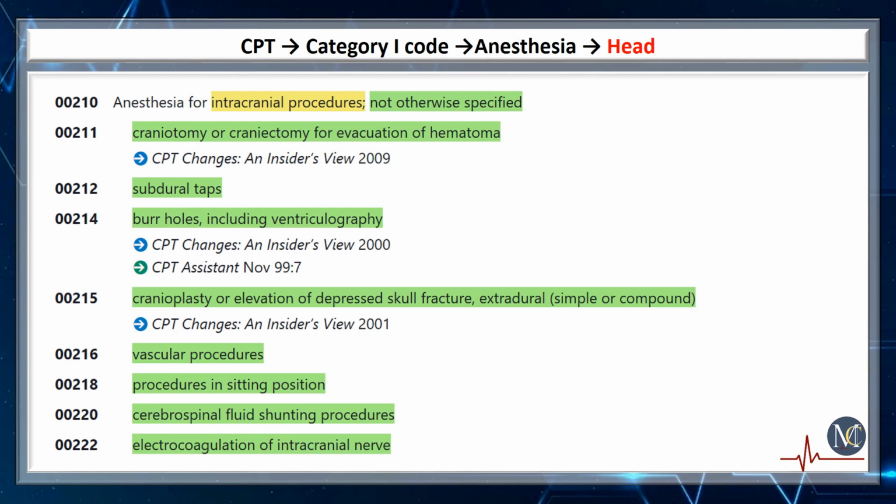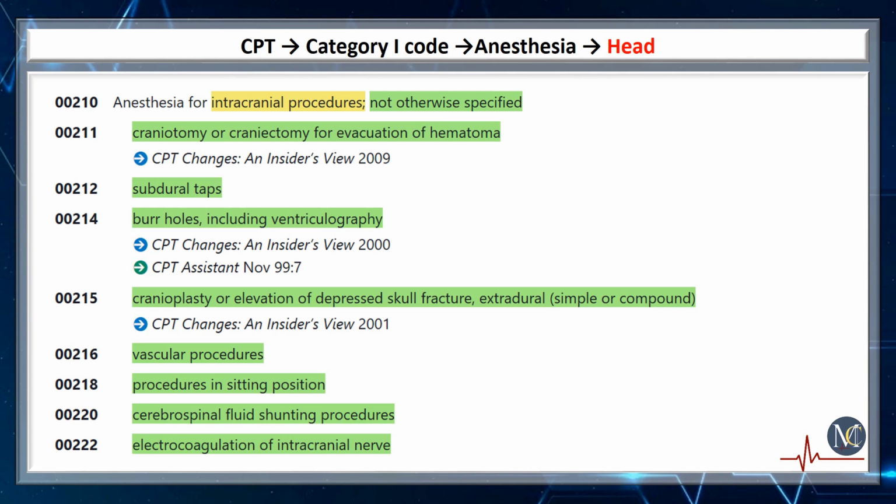It means anesthesia service is given for surgical opening or removal of a portion of a skull for removal of the blood clot. Next code is 00212, subdural taps. It means the provider administers anesthesia service for a patient undergoing a procedure to remove excessive fluid buildup in the subdural space of the brain. Next code is 00214, burr holes including ventriculography.